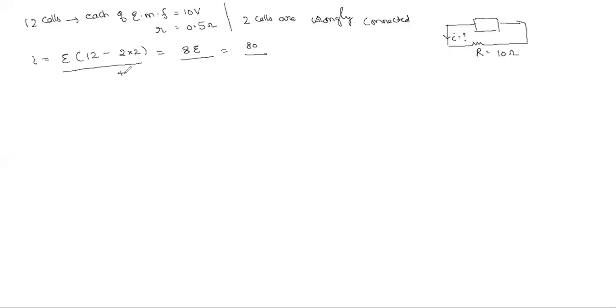External is 10. Internal is 12 into 0.5 or 8 into 0.5? It is 12 into 0.5. That is 6. 6 plus 10, 16. Very good. 80 by 16 means I think 5. Yes, sir. So I think you can solve the numericals related to the series grouping of cells. Now can I skip?